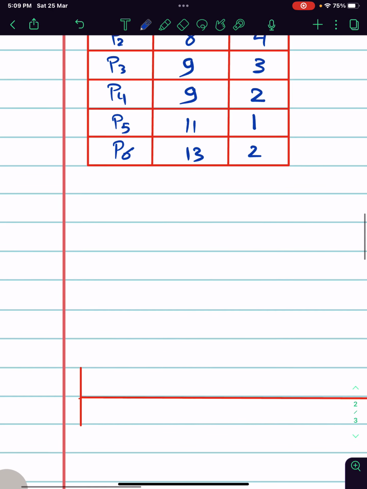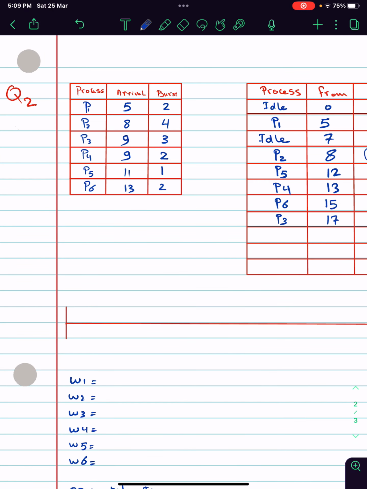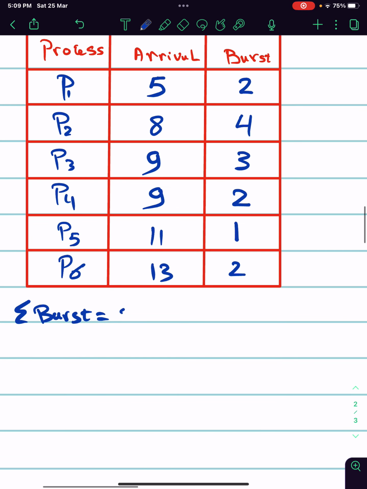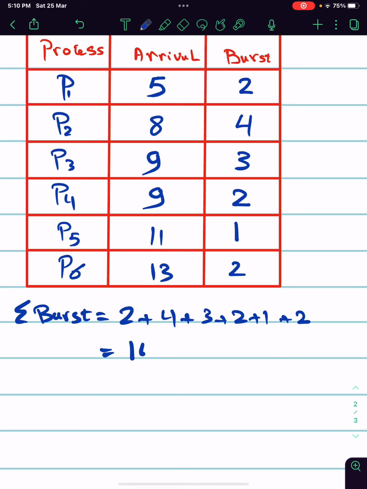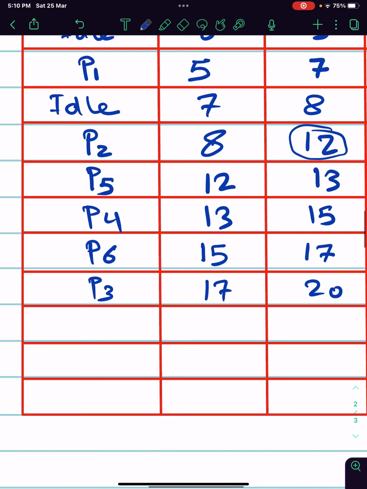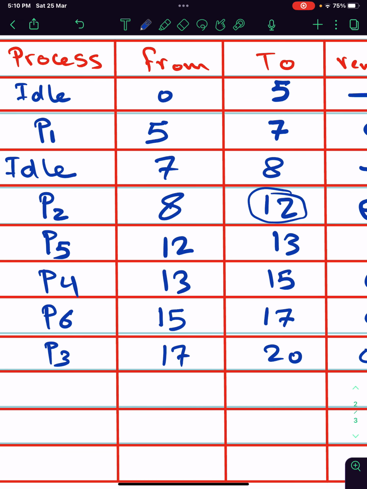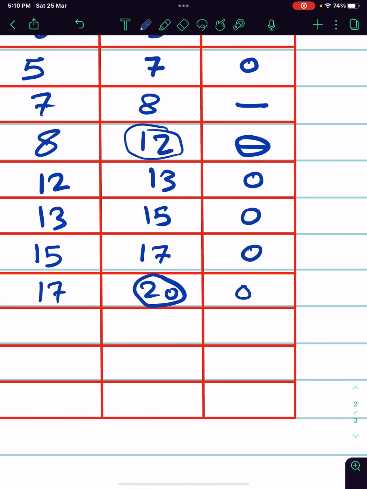If you would like to draw this, you would. Let's just get the burst. This is going to be 2 plus 4 plus 3 plus 2 plus 1 plus 2. That would be a 6, 9, 11, 12, 14. Correct. 14. We started at time 5, so that would be 19, and we have one idle in the middle, that would be 20. That's when we finish.